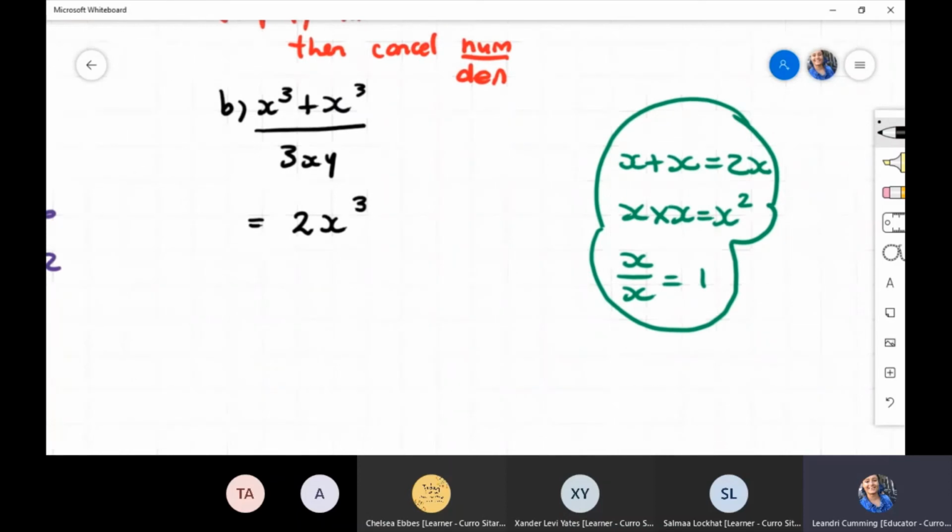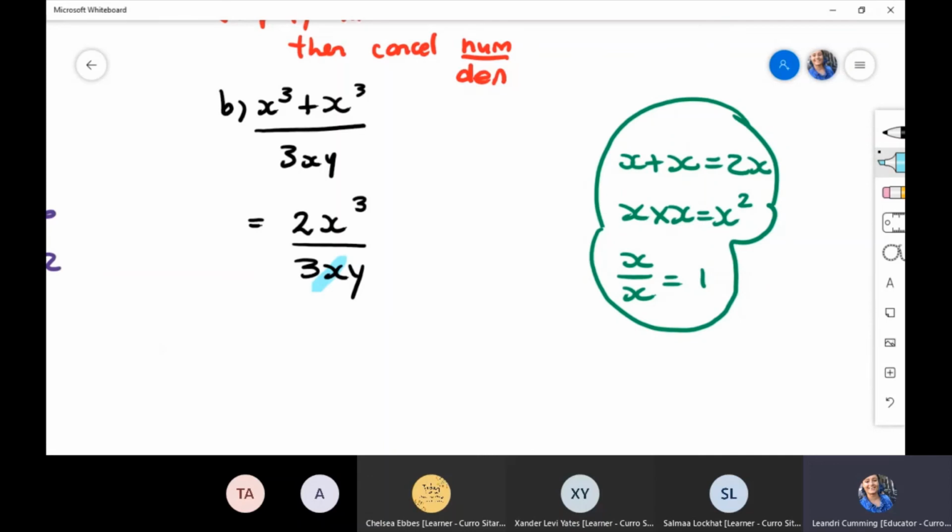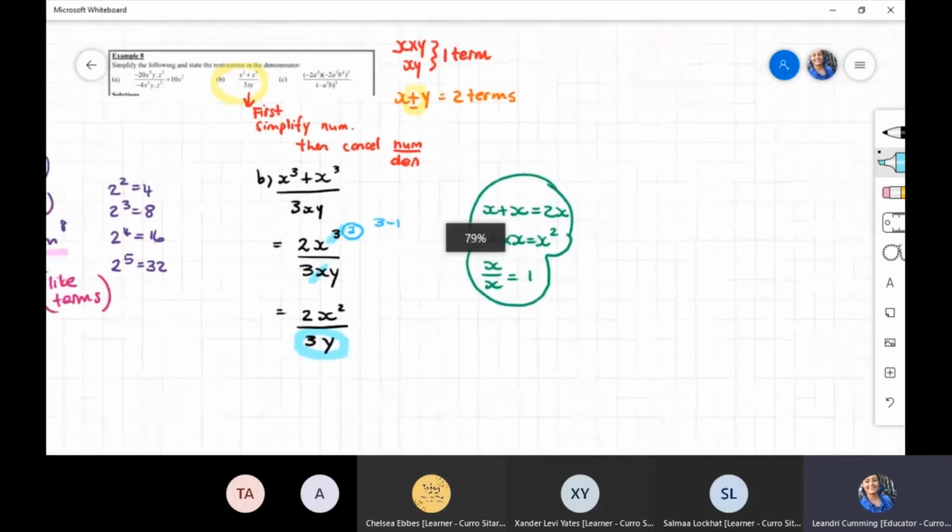Back to number b, 2 times x to the power of 3 over 3xy. I am allowed to now cancel, right? Because I have the same base here. I take x to the power of 1 away from x to the power of 3. And what do I have left? I only have 2 of them left. That comes from saying 3 minus 1. My final answer: 2 remains 2, x to the power of 2, 3 remains 3, and y remains in my denominator. I'm not allowed to bring it to the numerator. It remains in the denominator.